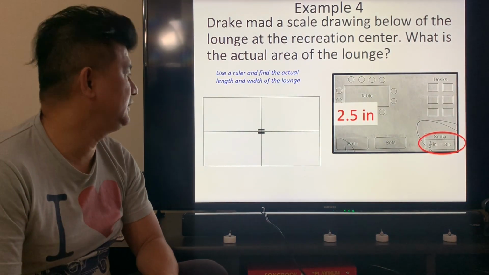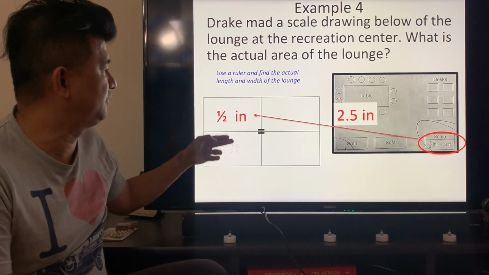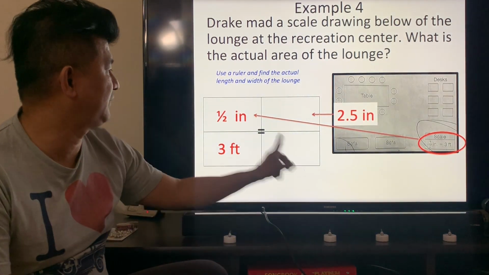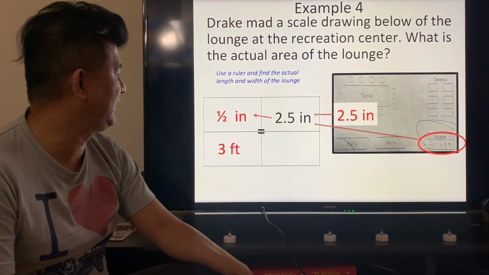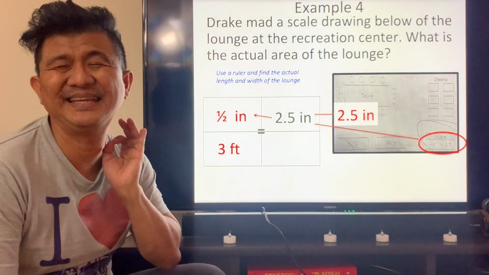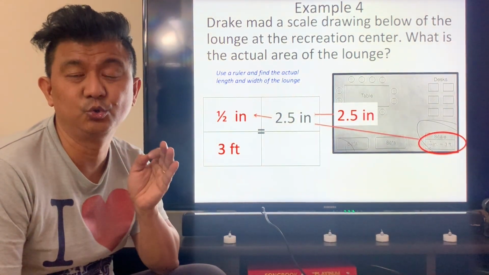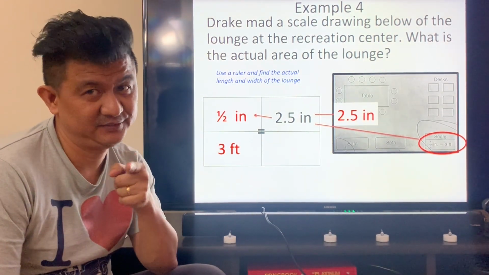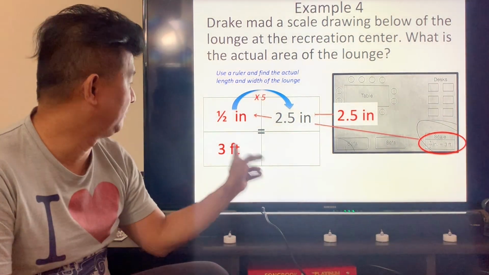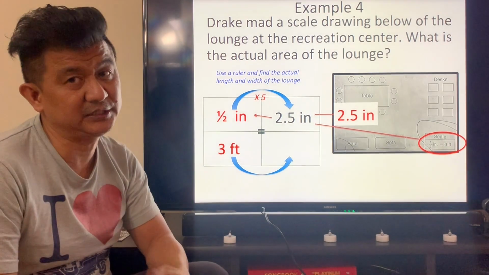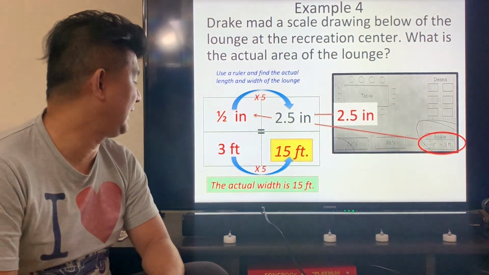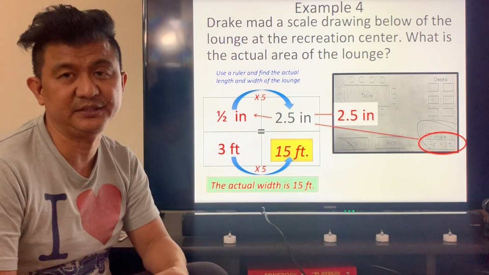Again, my proportion, my ratio is 1/2 over 3, okay, coming from the scale. And where do I put 2.5? Obviously here on top, 2.5. Look for the pattern. How can 1/2 be 2.5? How many halves will make 2.5? How many? So times 5. So at the bottom, I also do times 5. 3 times 5 is 15 feet. So the actual width is 15 feet.